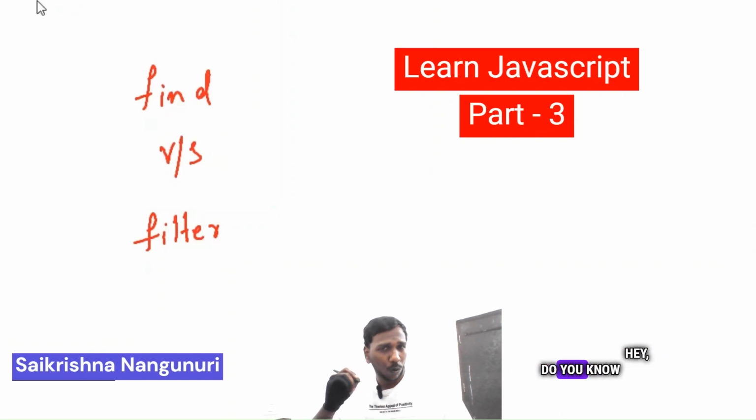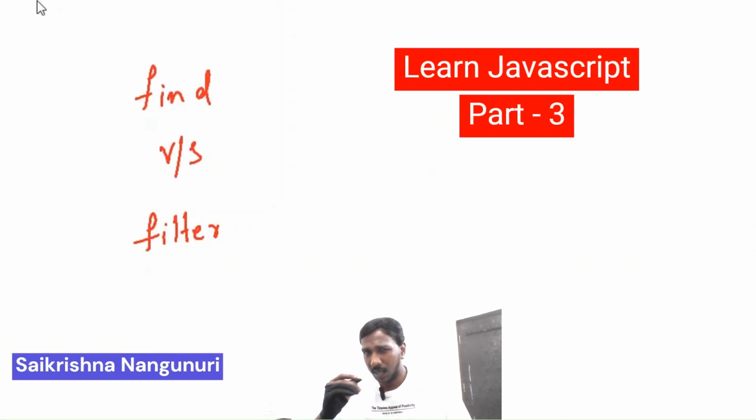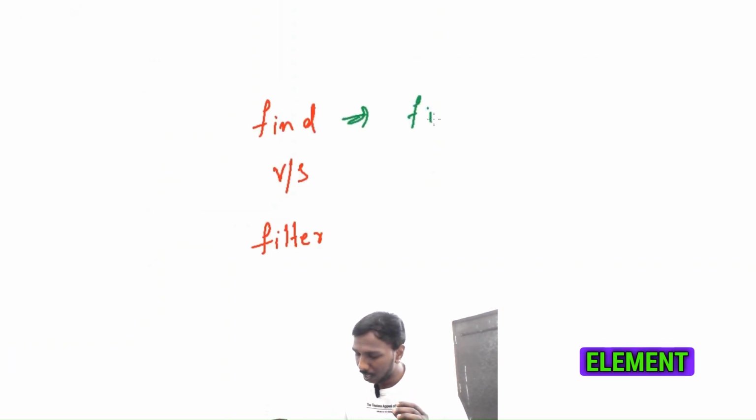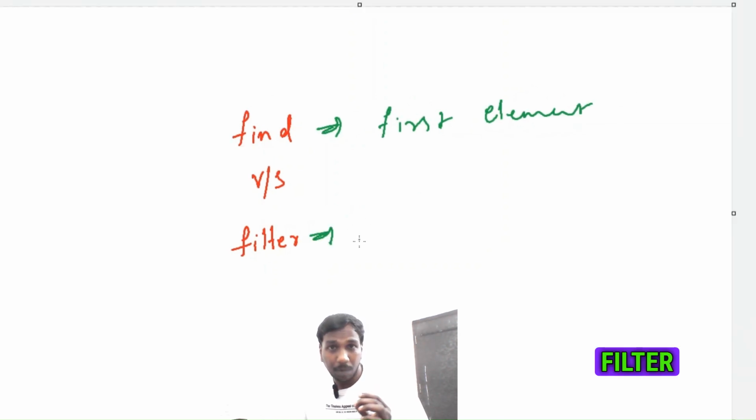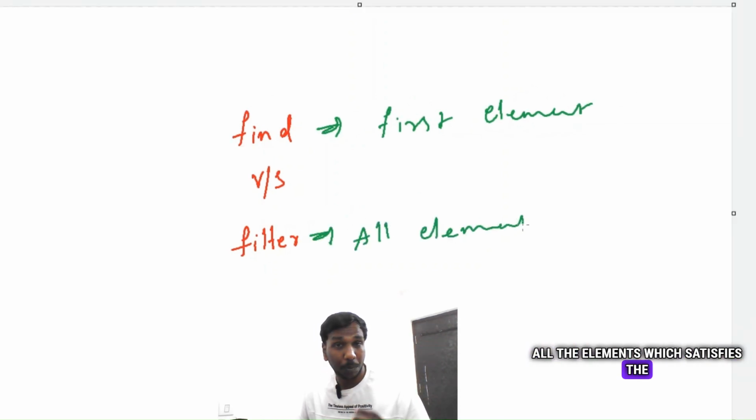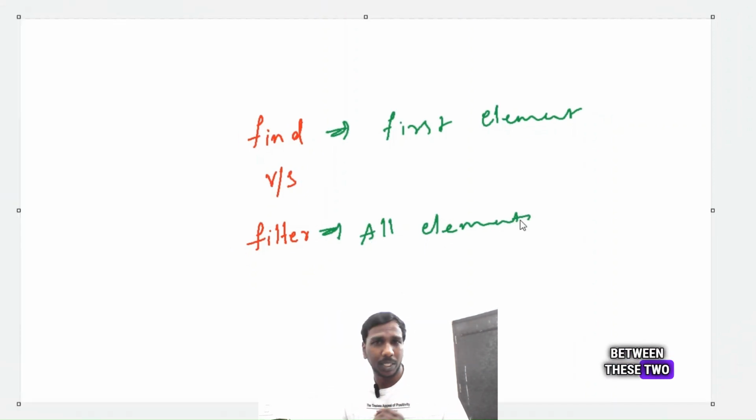Hey, do you know what is the basic difference between find and filter methods in JavaScript? Let us learn this. Find method will return the first element which satisfies the specified condition, whereas filter method will return all the elements which satisfy the specified condition. So this is the basic difference between these two methods.